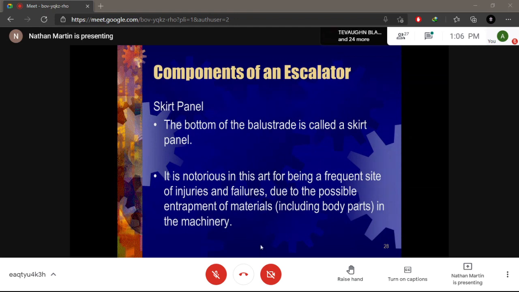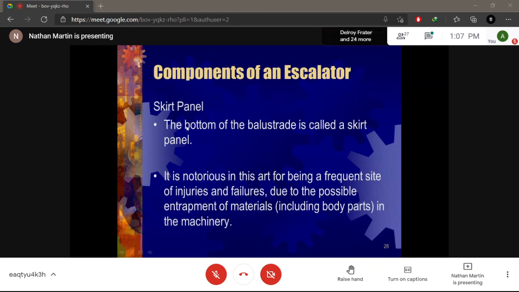It is notorious in this art for being a frequent site of injuries and failures due to possible entrapment of material, including body parts, in the machinery, right? So if you want to see what I'm talking about, when you go to the supermarket and you look at the conveyor belt for the cashiers, you tend to have the section that transitions between your conveyor belt and the scanning section, or the section that they're going to send the food along, right? That transition is similar to what we are talking about with the skirt panel, right?